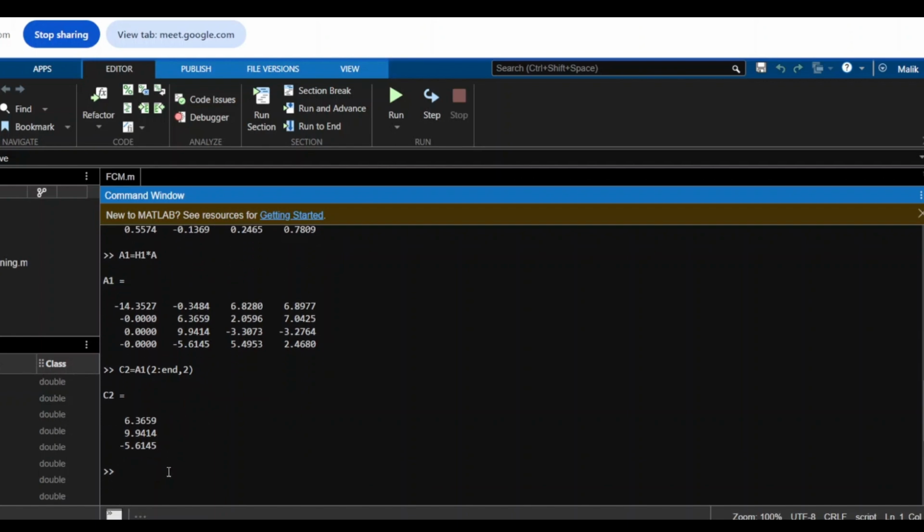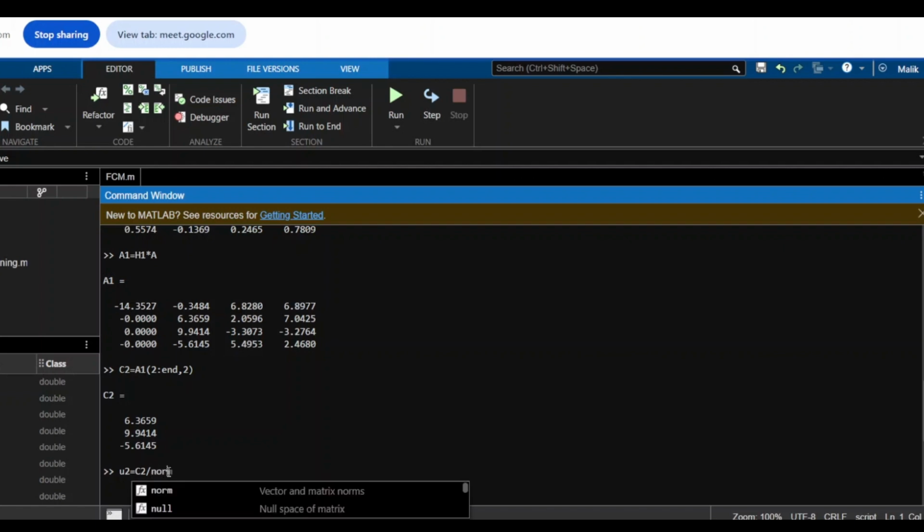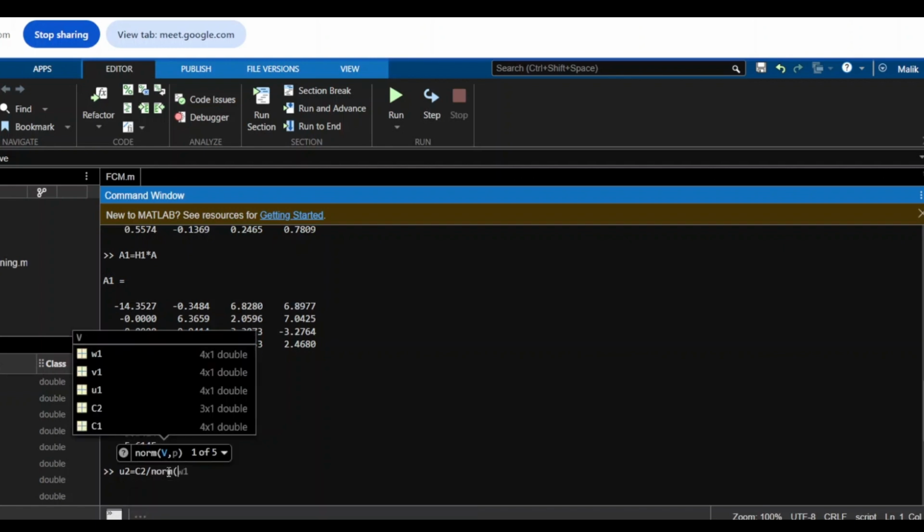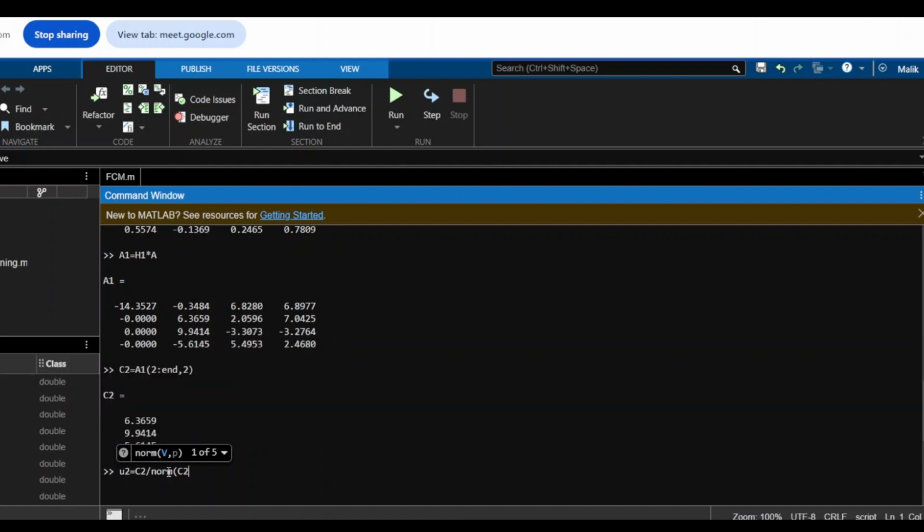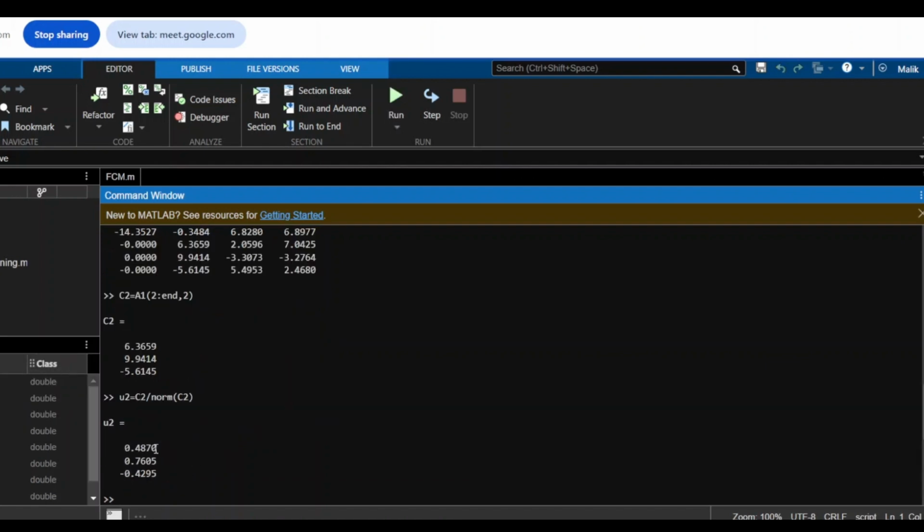Now what will be the U2 here? C2 by norm of C, C2 divided by norm of C2. Okay, now U2 I have gotten.